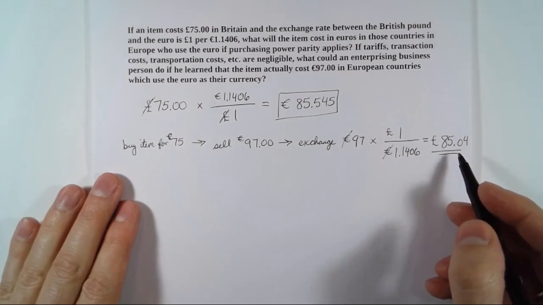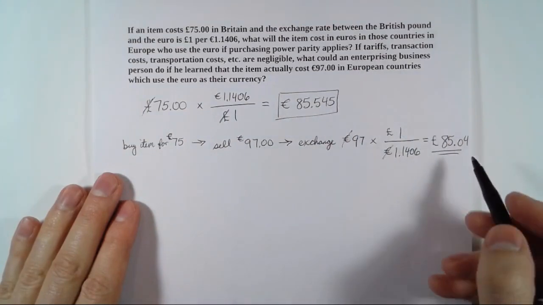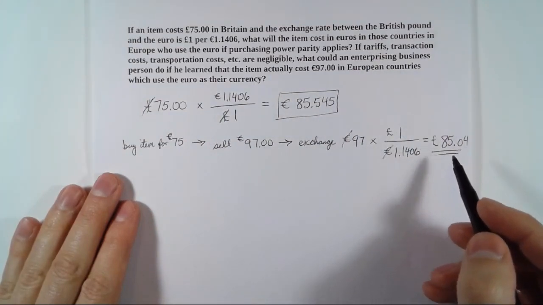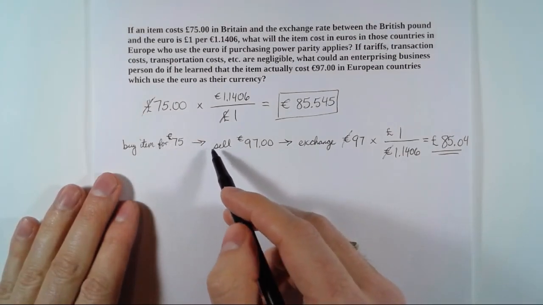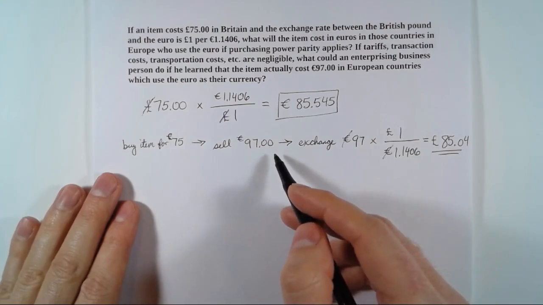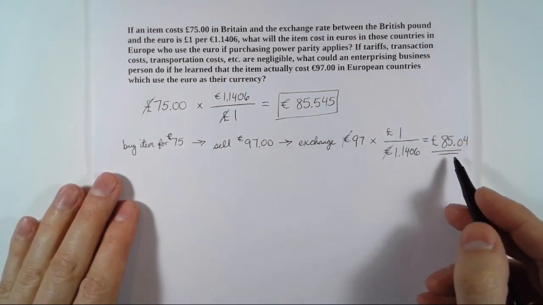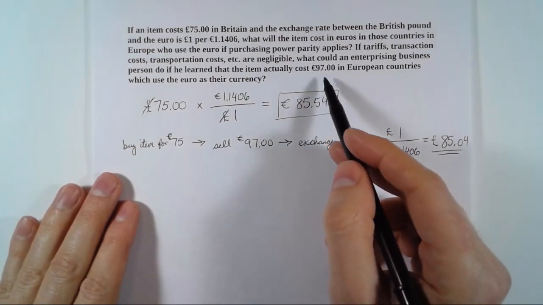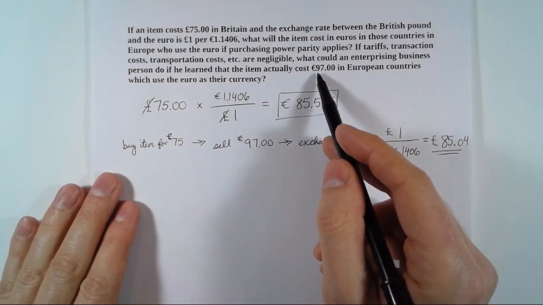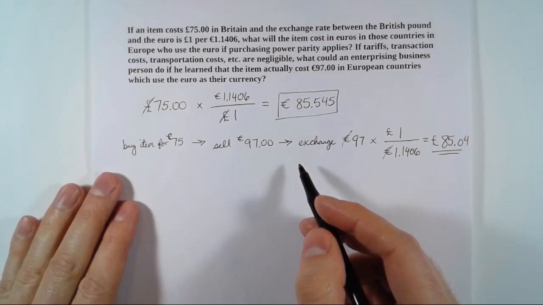Now, obviously, if we had things like transportation costs, transaction costs, tariffs, things like that, then it could create a scenario in which by the time we'd actually shipped the item from Great Britain over to Europe, that would take some money. And then by the time we dealt with some transaction costs and things like that, that might have further taken away some money. And then if we dealt with tariffs and so on. So it's possible that even if the item was selling for 97 euros in European countries using the euro, once we've started accounting for transaction costs, tariffs, and things like that, you might not actually be able to make a profit by trying to do this.